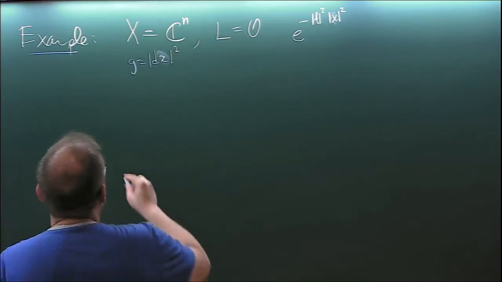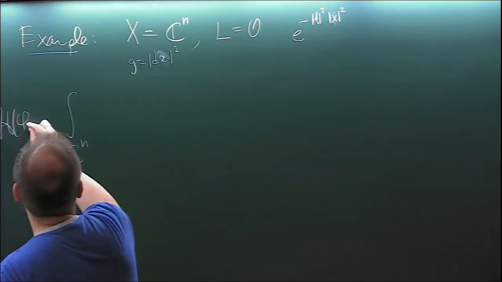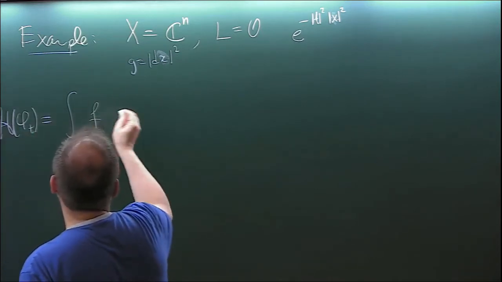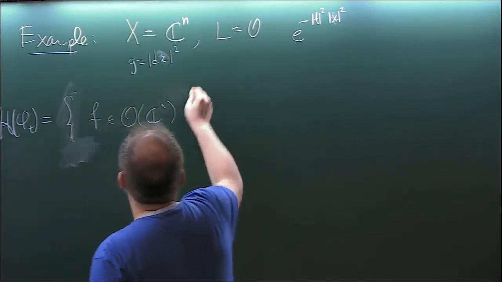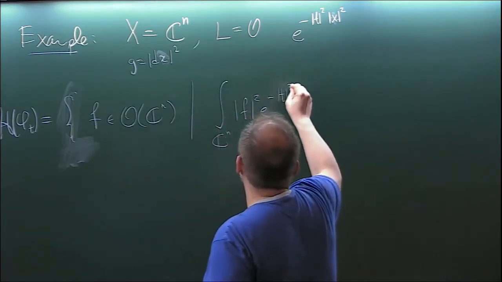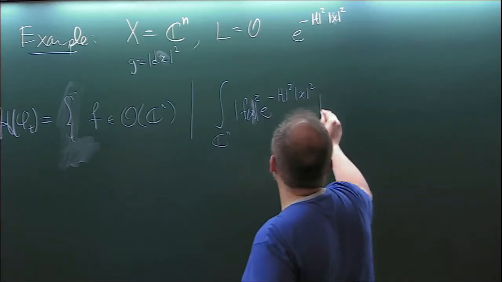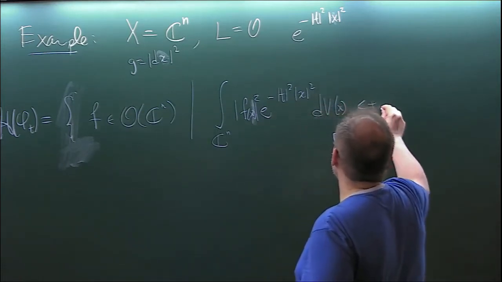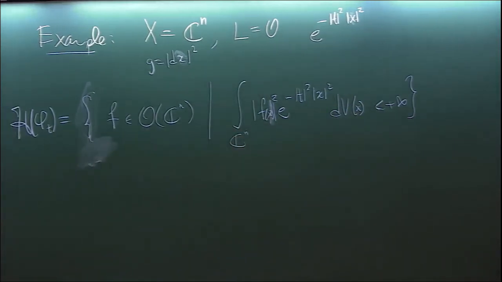And so these Hilbert spaces, H of phi sub t, will be the set of all entire holomorphic functions f such that the integral of |f(x)|^2 e to the minus |t|^2 |x|^2 dV(x) is finite. And so this is a collection of Hilbert spaces, all but one of which is infinite dimensional. But one of them is not.